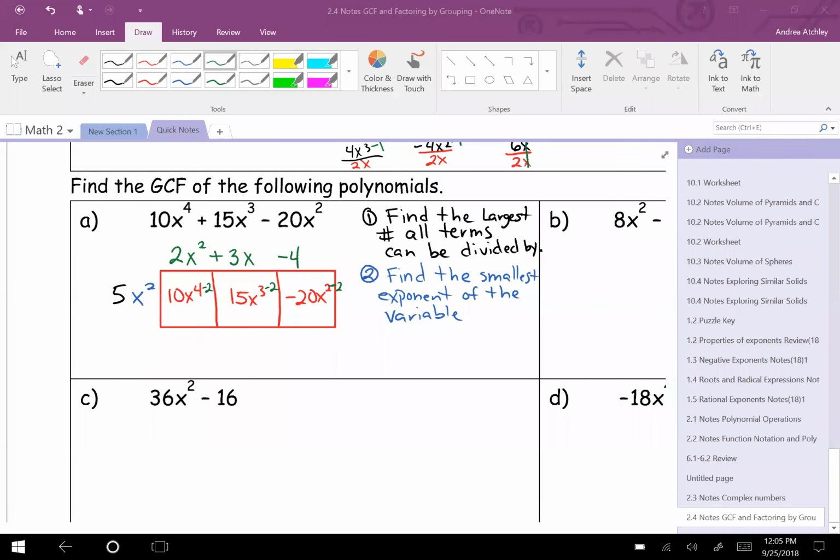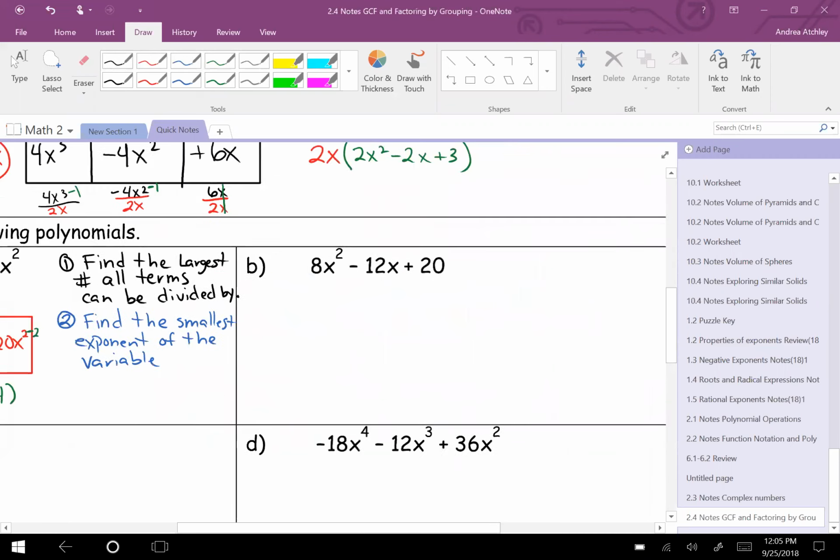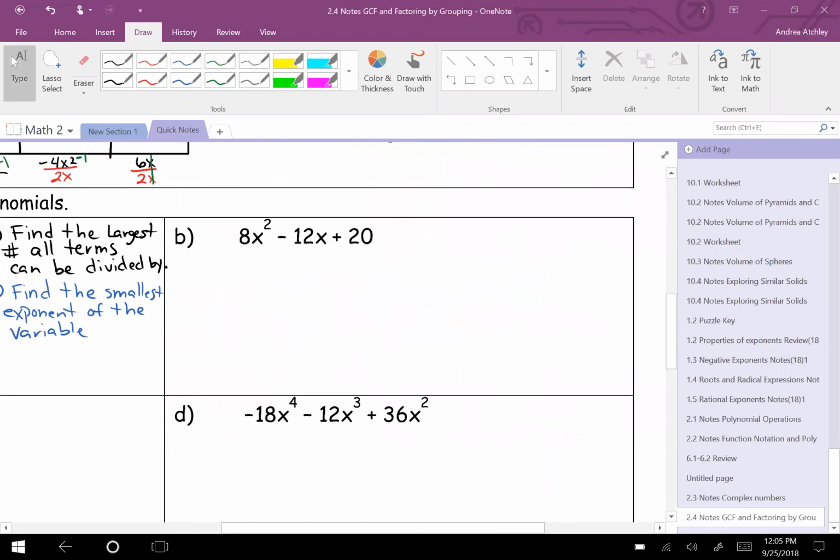Okay, so my GCF is the 5x squared. And then my leftovers are the 2x squared plus 3x minus 4. Now, if I were to distribute that 5x squared, I would get this area. Does that make sense? Okay. I want you guys to try the next one in your pairs.